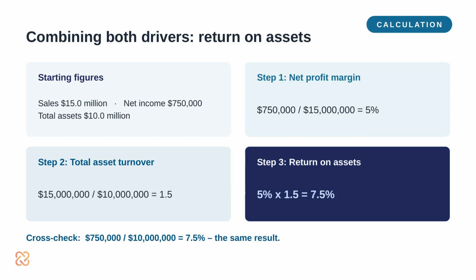We can verify it directly. $750,000 divided by 10 million in assets also gives 7.5%. Both routes agree. One technical note: sales arise across the whole year, while the balance sheet is a snapshot on a single date. That is why financial analysis often works with average total assets and average equity. For our simplified example, we stay with the closing figures.